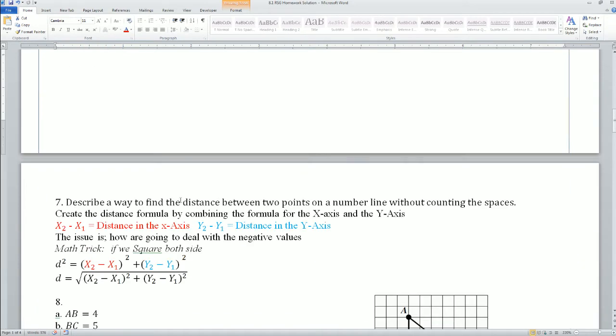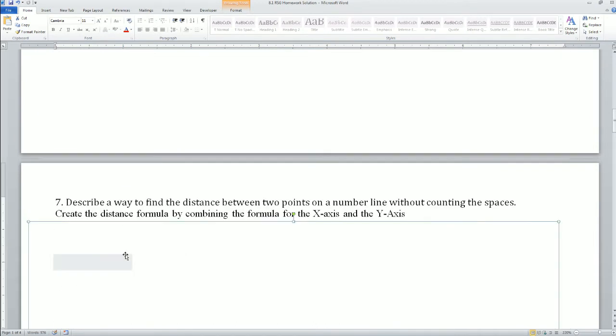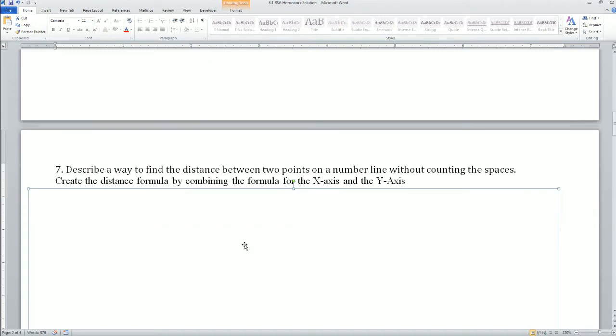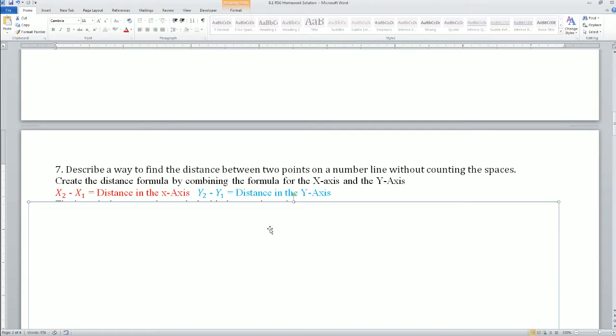Alright, let's do 7. It says describe a way to find the distance between 2 points on a number line without counting the spaces. We did this in the mall activity. I'm just going to repeat myself. You create the distance formula by combining the formula for the x-axis and the y-axis. The distance in the x-axis is defined as the final value of x minus the initial value of x, so it's x2 minus x1. The distance in the y-axis is y2 minus y1.